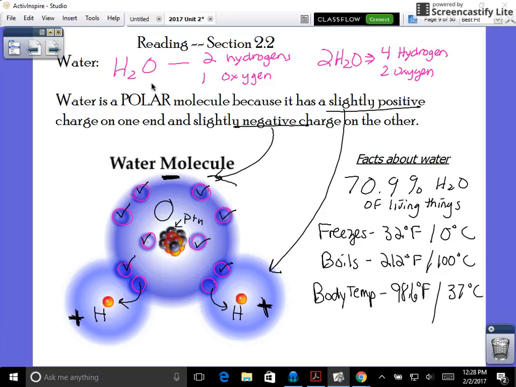Water, represented by H2O, consists of 2 hydrogens and 1 oxygen. Just as a little reminder, if you have a large 2 in front of the H2O, that means you have 2 water molecules, or a total of 4 hydrogens and 2 oxygens. So water is a polar molecule because it has a slightly positive charge on one end and a slightly negative charge on the other end.